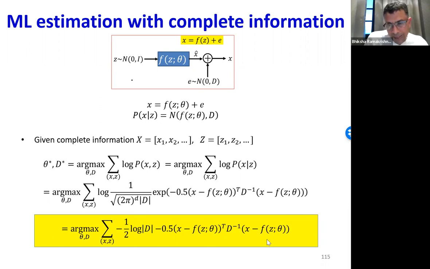So did this bit make sense? That if I had the Z for every X, I can actually write out a nice, clean likelihood function which can be maximized. That makes sense, right? I'll wait. If this made sense, just raise your hands. Okay.